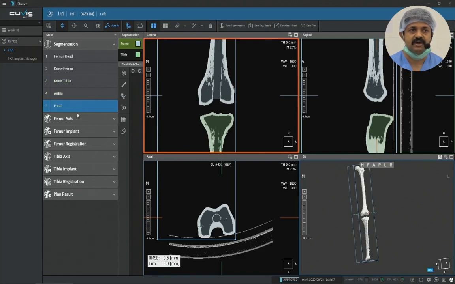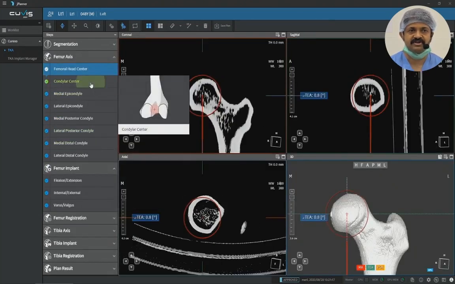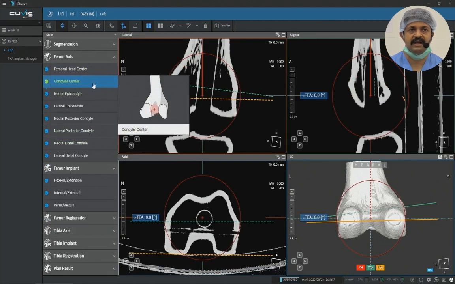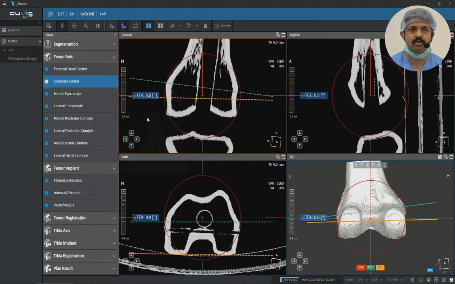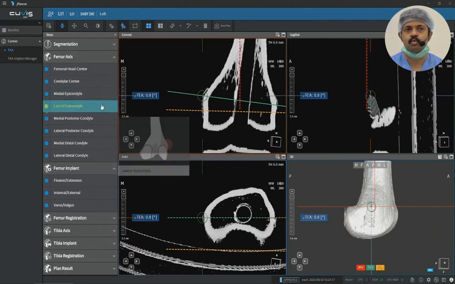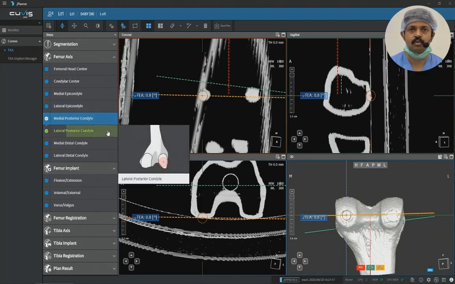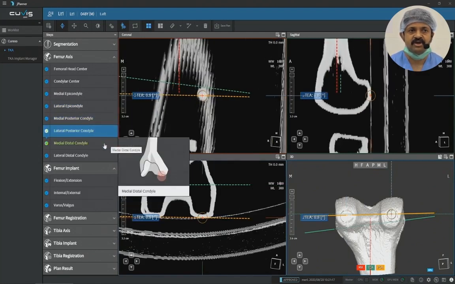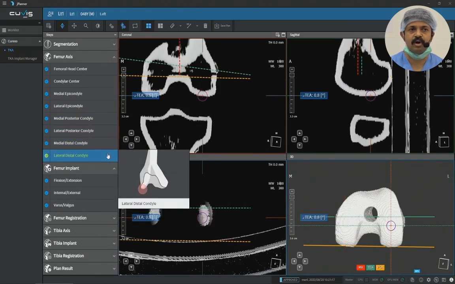So in the first place, we define the femoral axis. To define the femoral axis, we need to take the center of the femoral head. We then need to do the condylar center, which is the center of the two femoral condyles. Each time you want to select any point, the image appears as to which is the point to be clicked. Then we do the next one, which is the medial epicondyle. Then we also do the lateral epicondyle. Then we do the medial posterior condyle, and then we also do the lateral posterior condyle. Additionally, we also have to do the medial distal condyle as well as the lateral distal condyle.